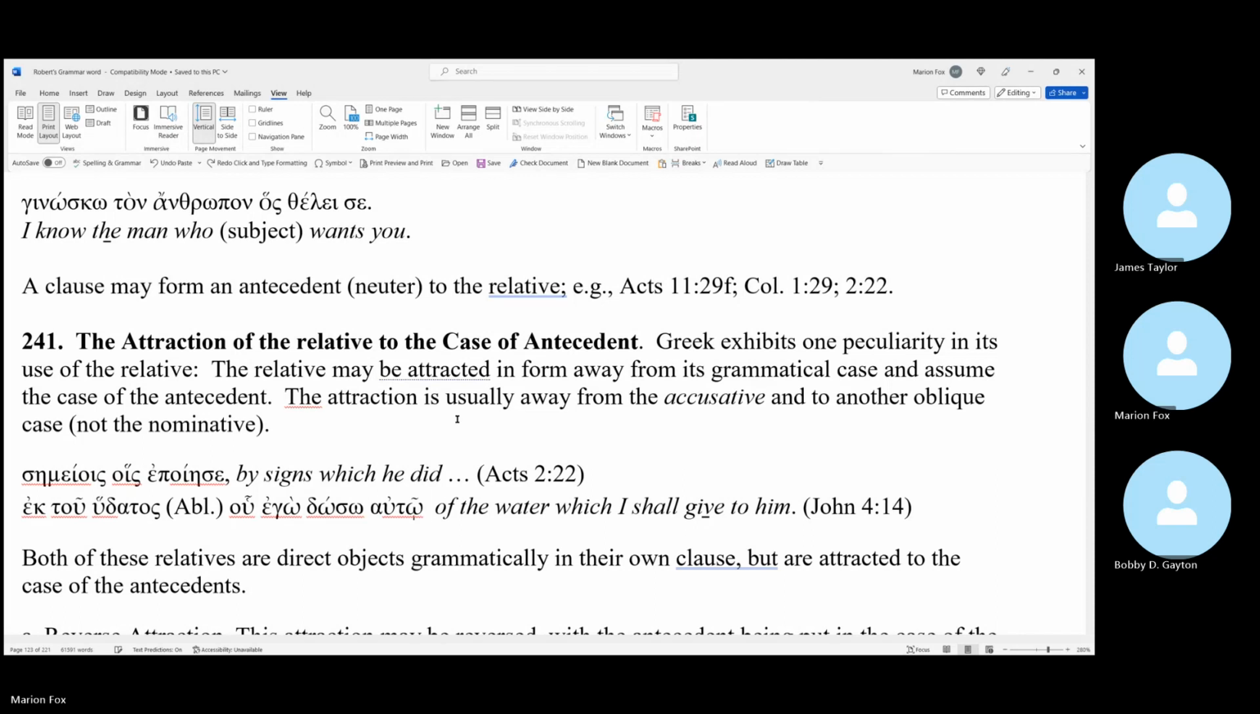Okay, as accusative is an oblique case, the two cases that are not oblique are nominative and vocative. Those are the two, right?